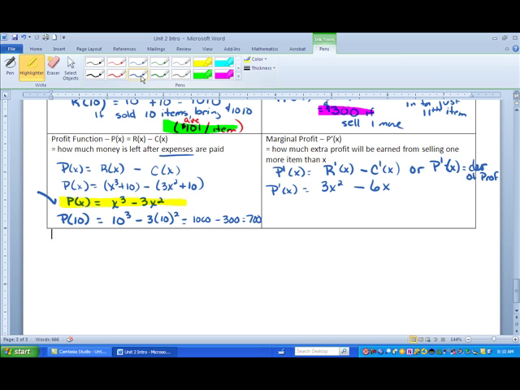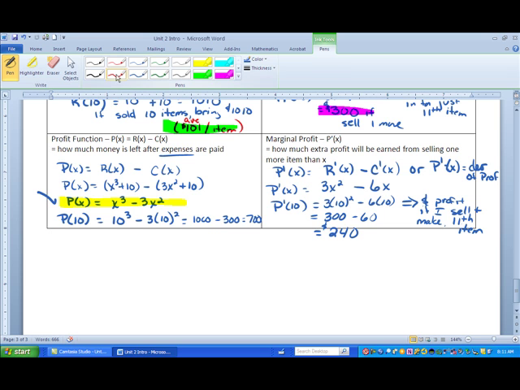So now, if I plug in a 10, what this is going to tell me is the amount of profit if I sell and make, or make and sell, I guess I went in the wrong order, the 11th item. And so we plug in 10, and you'll see the numbers from up above, and we subtract, and we get $240.